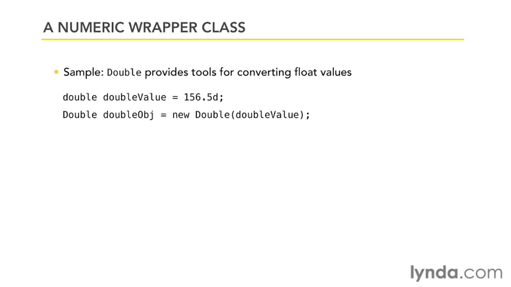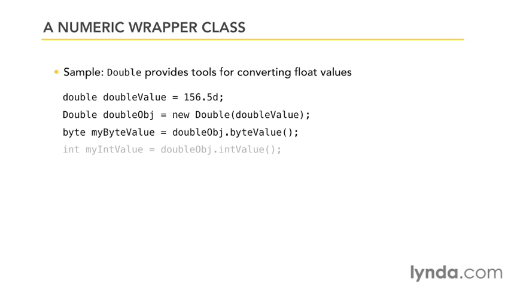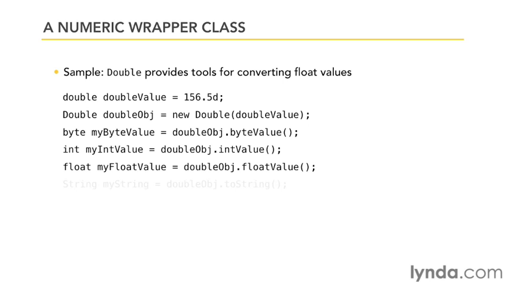Now I can convert that value using a set of methods called byteValue, intValue, floatValue, and toString. These are instance methods of the Double class. We'll learn more about what that means in later videos, but for now, just take it to mean that you can call these methods whenever you create an instance of the class.